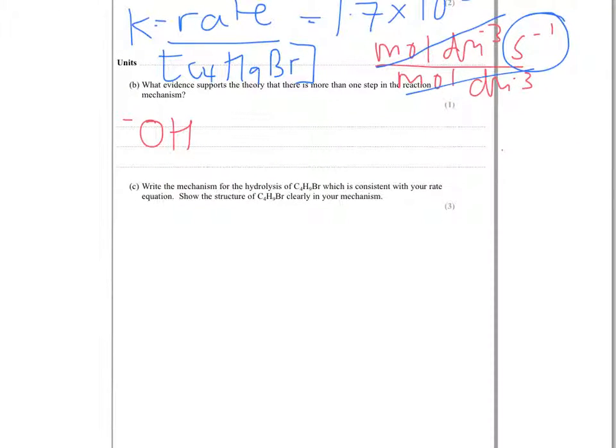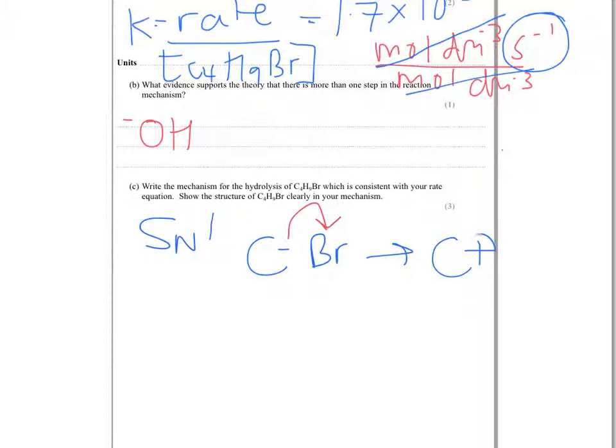In terms of the mechanism, we only have one molecule of C4H9Br in the rate determining step because it is C4H9Br to the power 1 in the rate equation. If there is only one molecule in the rate determining step, then that means it is SN1. That means that the carbon-bromine bond will break, leaving you with a positive carbocation.